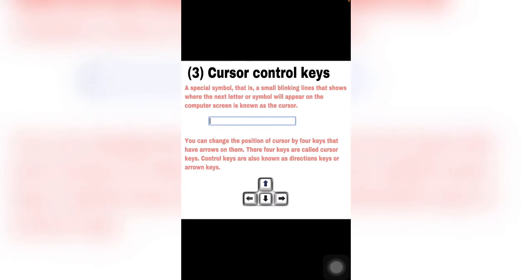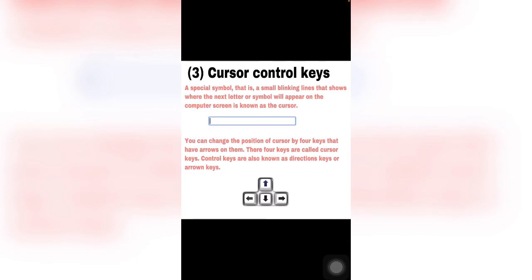Here the third one is cursor control keys. Cursor control means the keys which control the cursor on the computer, right? A special symbol, a small blinking line that shows where the next letter or symbol will appear on the computer screen, is known as a cursor. Cursor means whatever we write with the help of the keyboard, on the computer screen we will see a line that is always blinking. It shows where the next letter or symbol will appear, right?